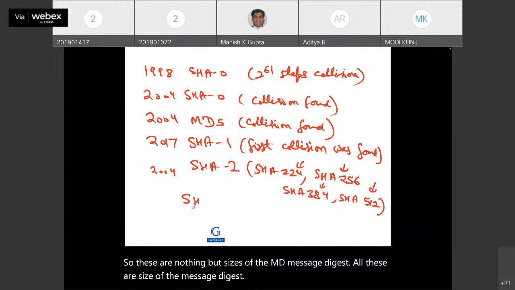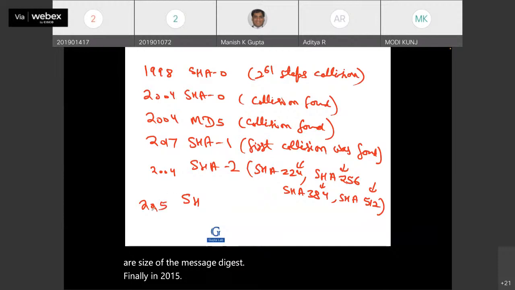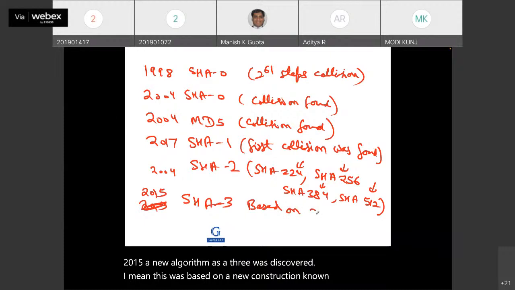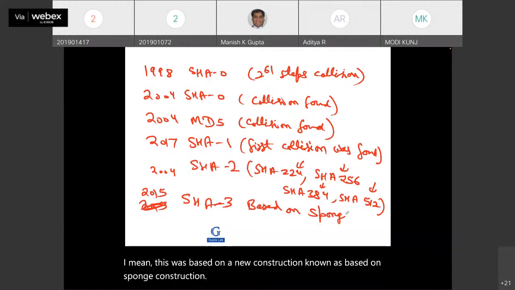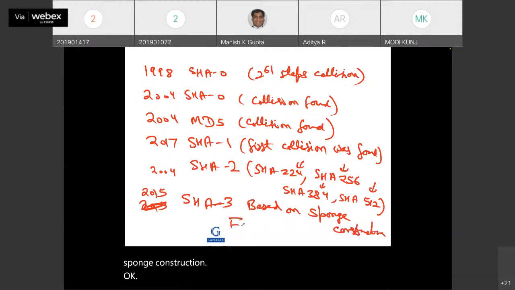Finally, in 2015, a new algorithm SHA-3 was discovered. This was based on a new construction known as the sponge construction. So it was the fifth standard in 2015. So this is a pretty nice algorithm.